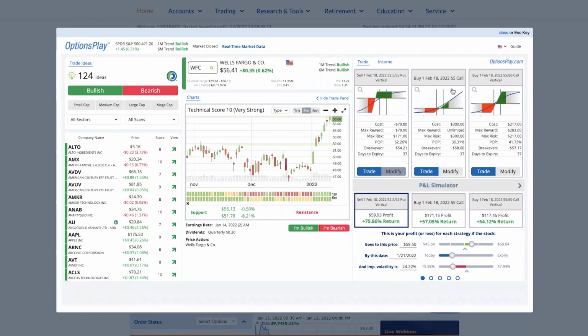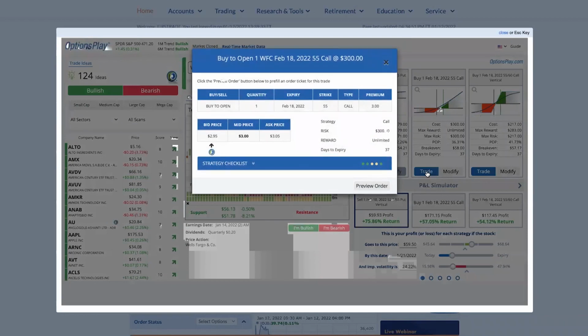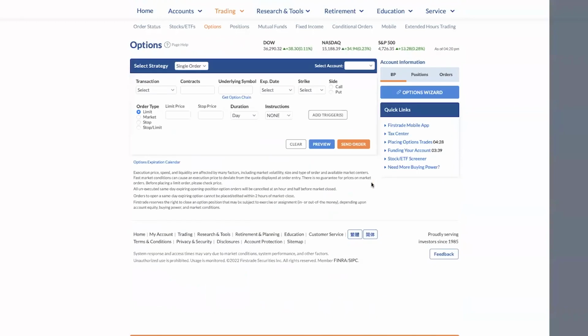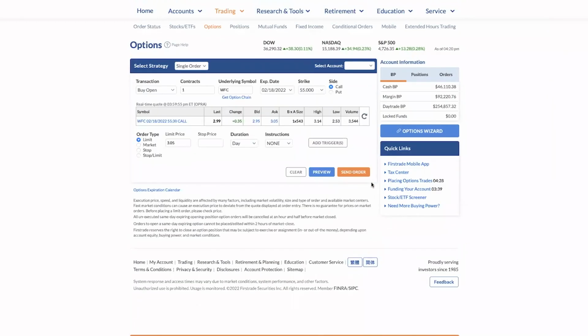So let's say I just want a simple strategy, buying the February $55 calls, I can hit the trade button. And one of the best parts about the integration that we have done with First Trade is that I can hit the preview order button, and it will pre-fill the ticket for me within First Trade so that I can send this order off for execution immediately. This is something that would allow me to go very, very quickly from idea generation using OptionsPlay to sending an order off within the First Trade platform.